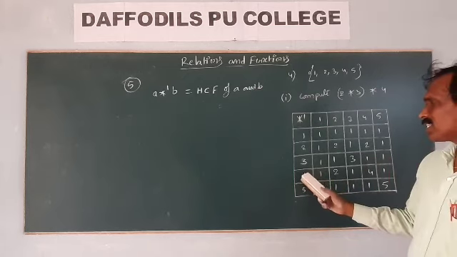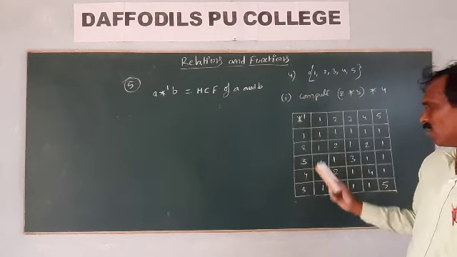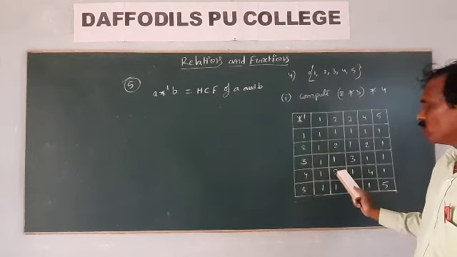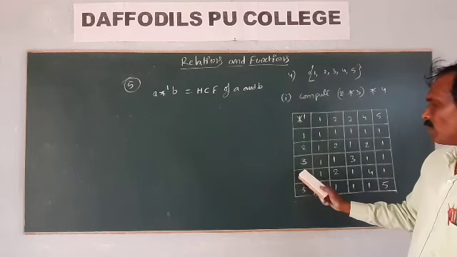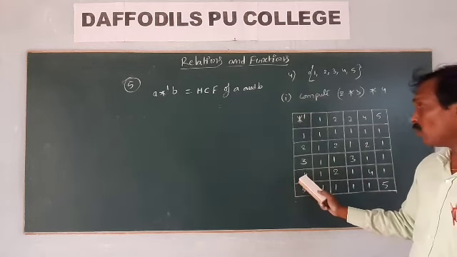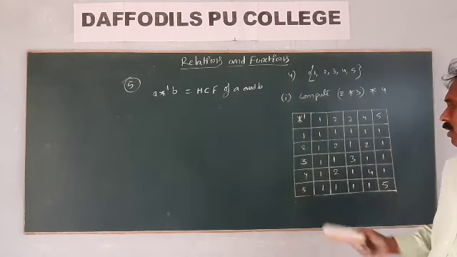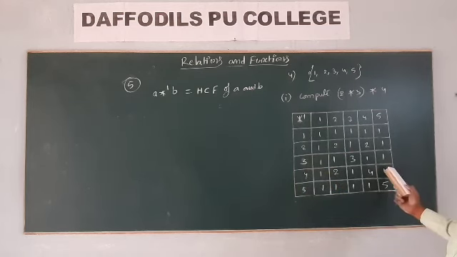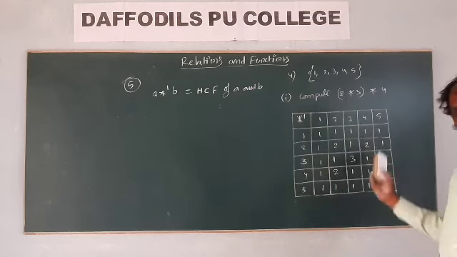Next with 4, highest common factor of 4 and 1, 1 only. HCF of 4 and 2, 2. HCF of 4 and 3, 1. HCF of 4 and 4, 4. HCF of 4 and 5, 1. Highest common factor of 4 and 5, 1 only.